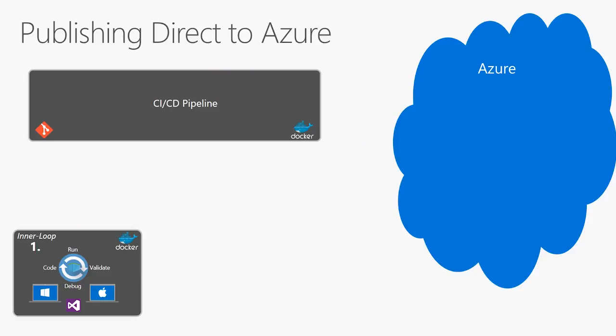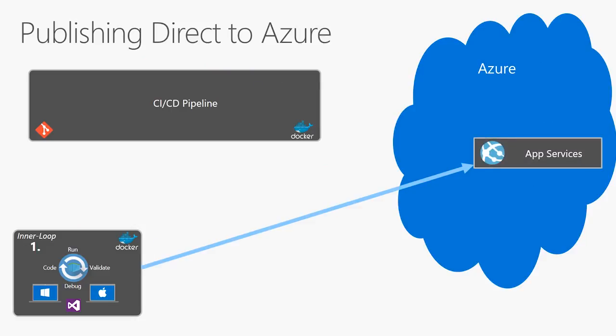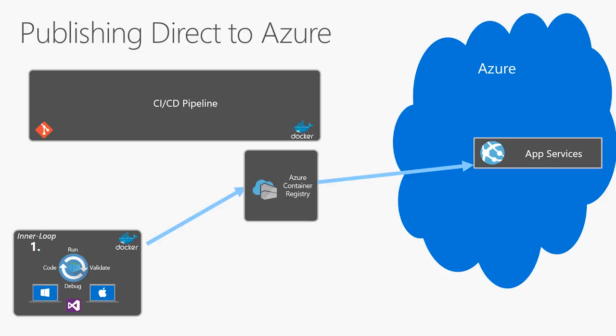Now, sometimes you just want to get a single container running in Azure. We didn't want to force the complexity of the larger workflow to get things started. So what we've done is we've included a publishing experience that lets you push to Azure App Services to get things running very quickly. That publishing experience will push through the Azure Container Registry. This way, as you scale, it can pull that image. You can use this for your inner loop, or you may choose to use this for your production deployments for smaller workflows.